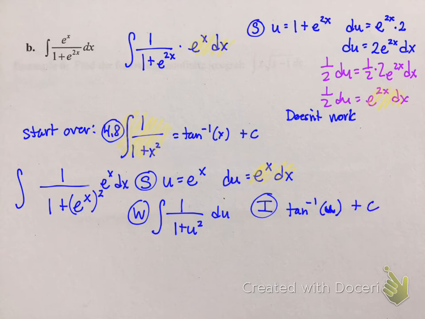All right, so your last step is to back substitute. So remember, we let u equal 1 plus e to the 2x. So what does this become? This becomes the inverse tangent of 1 plus e to the 2x. Or sorry, the substitution was e to the x. Sorry about that. Let's back up a minute. U does not equal 1 plus e to the x. U equaled e to the x. So using back substitution, I get inverse tangent of e to the x plus c.